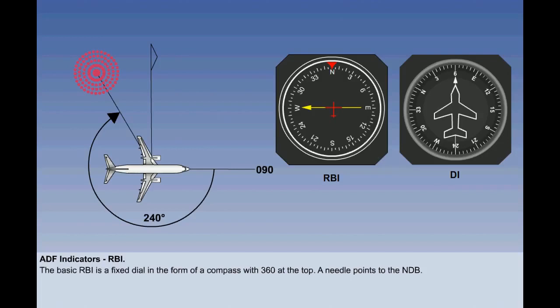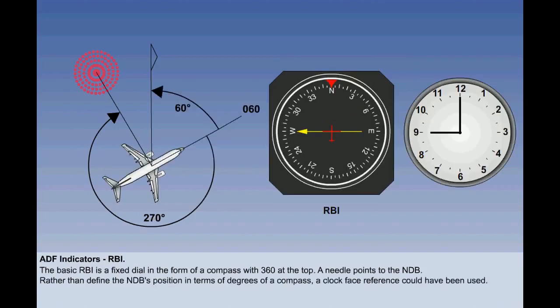So, if an aircraft was flying a heading of 060, then turned to fly 090, the numbers around the dial will not turn. They are fixed, but the needle will drop to 240 on the RBI. On the direction indicator, the dial will turn from 6 to 9, but the needle will not move. It still points at 12 o'clock.